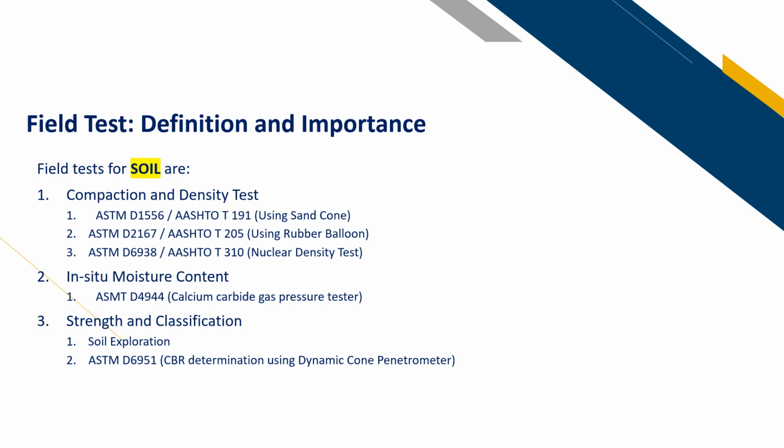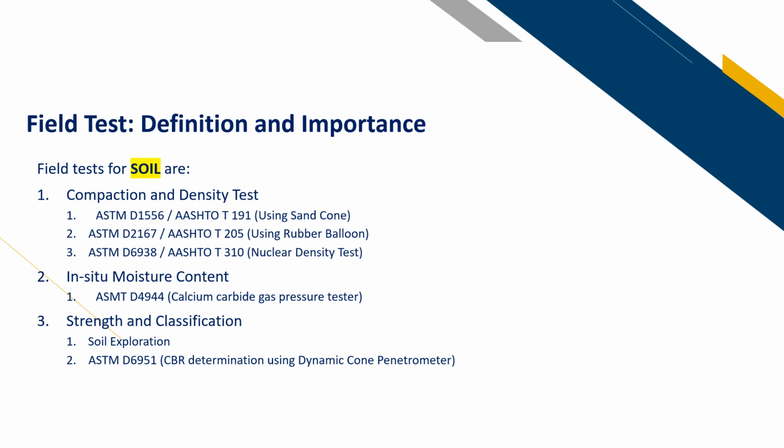So for the field test of soil, these are the common field tests with respect to soil or aggregates. First is for compaction and density test. Each has its corresponding standard test method for that specific parameter under ASTM. Okay? For the compaction and density of soil in the site or in the field, we have ASTM D1556 or the equivalent in AASHTO, which is T191, the field density test using sand cone.